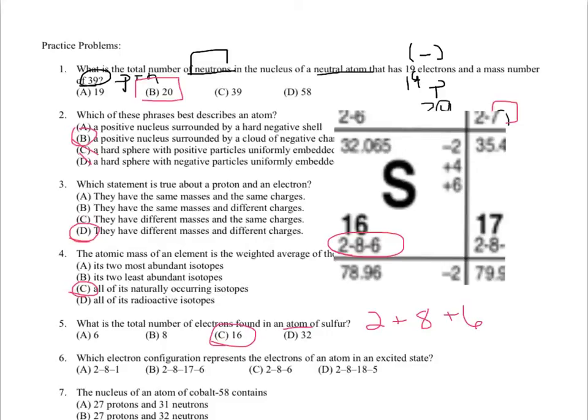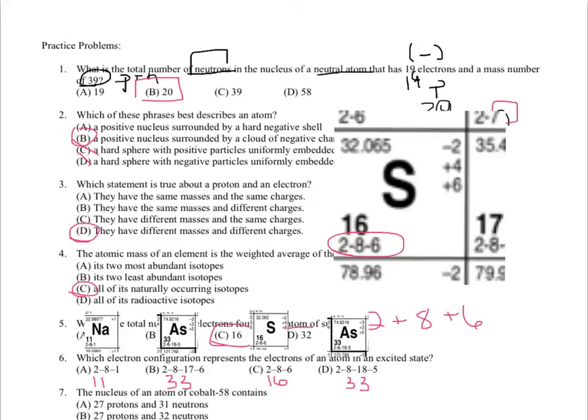In the next example, we're asked to find out which electron configuration matches that of the excited state. The first thing you'll want to do here is sum up all of the electrons so we can find out which atoms we are looking at. Now we'll go to the reference table and pull up all of these elements according to their atomic number. So here we have sodium, arsenic, sulfur, and arsenic.